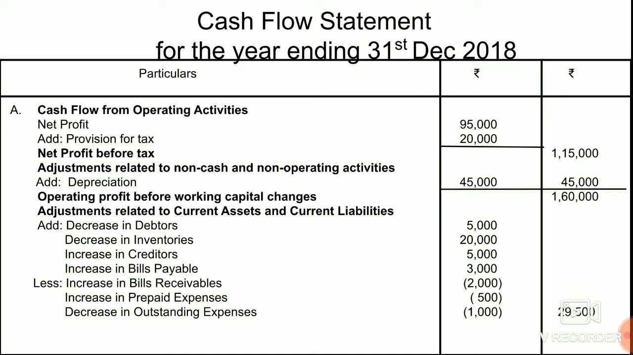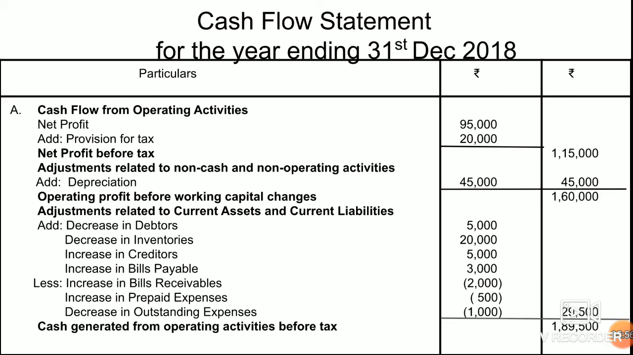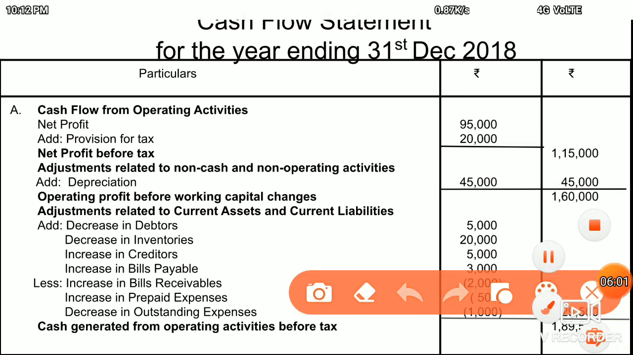Now this will be added to the operating profit before working capital changes, and if we do that, we will get an amount of 1,89,500, and under this statement we write cash generated from operating activities before tax. So the amount of cash generated from operating activities before tax is 1,89,500. That is after adding the amount of 29,500 to the operating profit of 1,60,000.